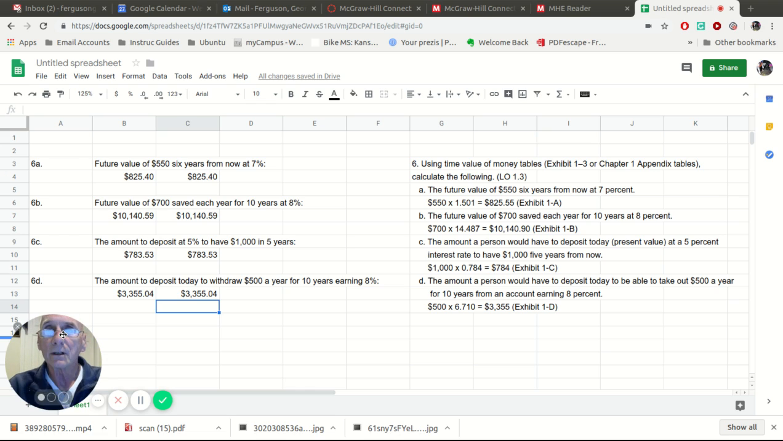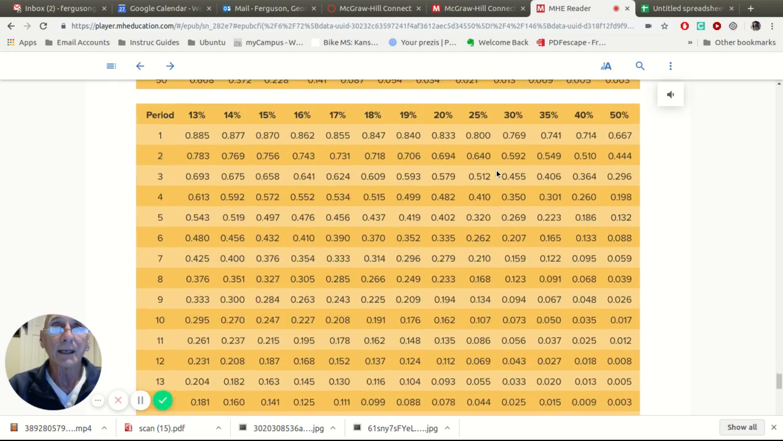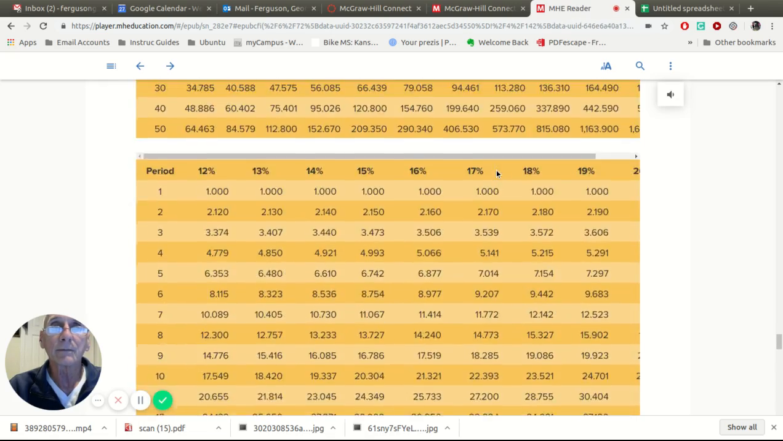So for number 6 in the assignment, it's asking you to calculate future values and present values. The first one, the future value of $550, 6 years from now at 7%. So you're going to take $550, put that aside in a savings account, get 7% on it. How much are you going to have at the end of 6 years? Easy way to do it, go to the tables.